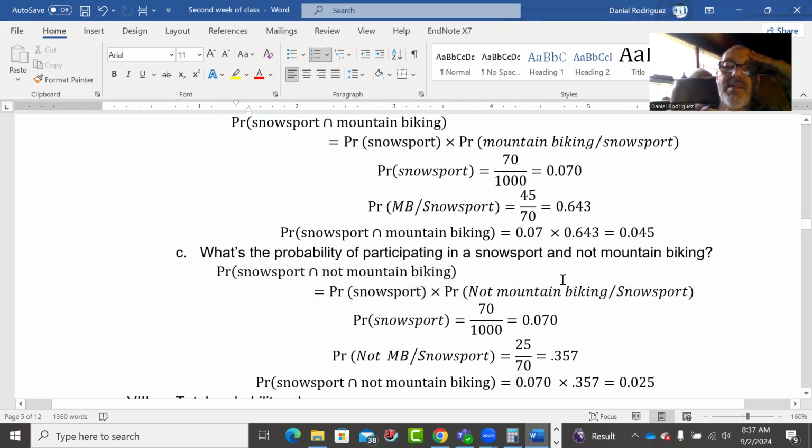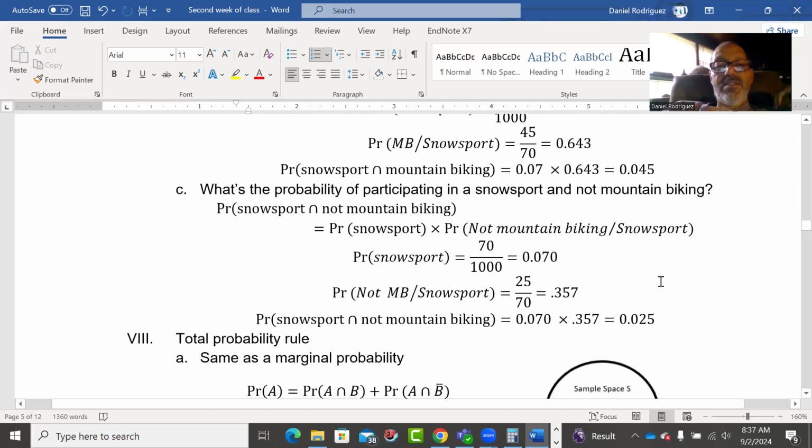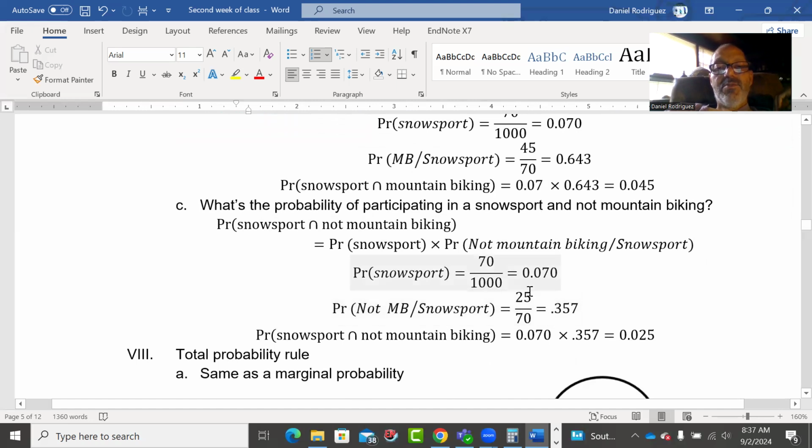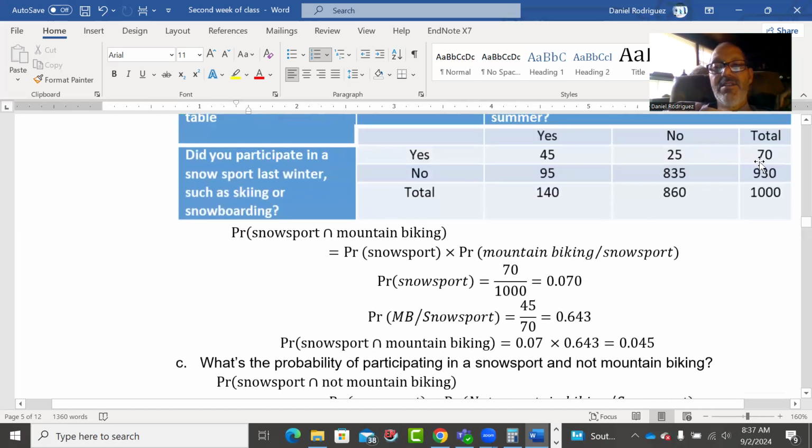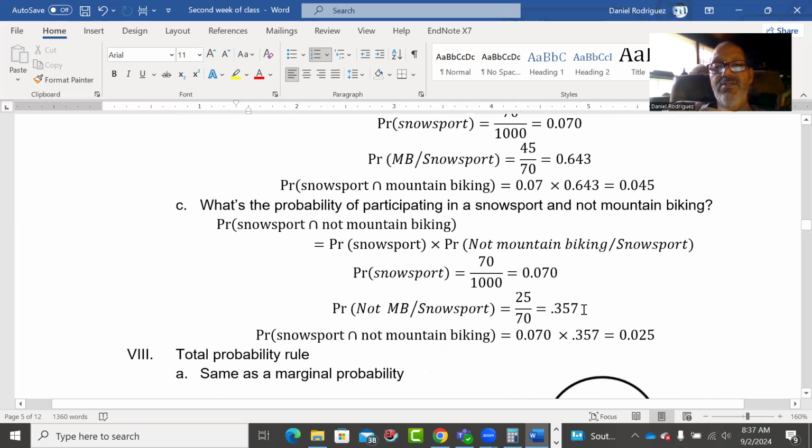What's the probability of participating in a snow sport and not mountain biking? There's lots of different ways we can do this. Probability of participating in a snow sport is 0.70. Probability of not mountain biking given one participated in a snow sport. Well, we had 70 people participating in a snow sport. 25 did not mountain bike, so 25 divided by 70 would give us that answer. 25 divided by 70. But it's also, if you were interested, the complement of this mountain biking given one participated in a snow sport.